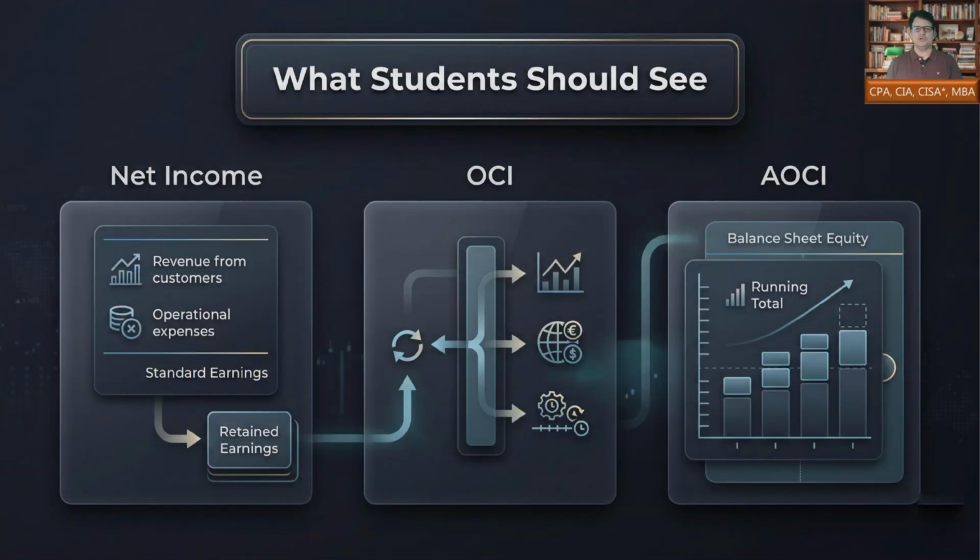At this point, students should see three separate concepts clearly. Net income measures the earnings generated through the income statement and drives retained earnings. OCI captures selected recognized changes that GAAP excludes from net income for now. AOCI stores the cumulative history of those OCI items in equity until they are reclassified or otherwise resolved. The formula is useful, but the meaning is more important. Net income is performance through earnings. OCI is selected performance outside earnings. AOCI is the balance sheet storage account.